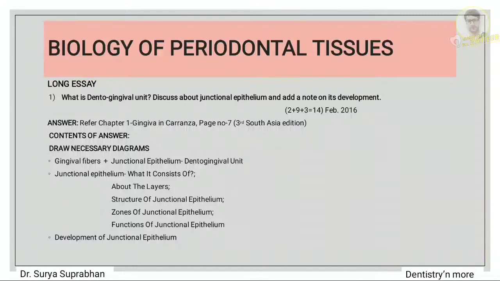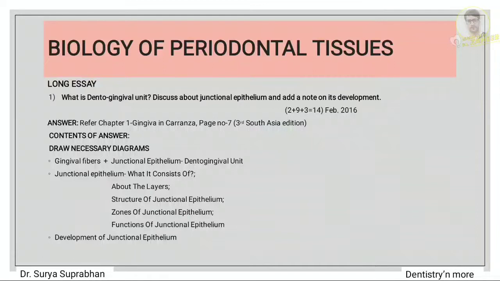Coming to the second part of the question, discuss about the junction epithelium. So in this section you have to add about what is junction epithelium, what it consists of, what are the layers, what are the structure, what are the zones, and what is the function of the junction epithelium. So what it consists of is nothing but the stratified squamous non-keratinized epithelium, and then you have to write about how many cells wide it is present at the coronal aspect and the apical end, and then what is the length of the junction epithelium.